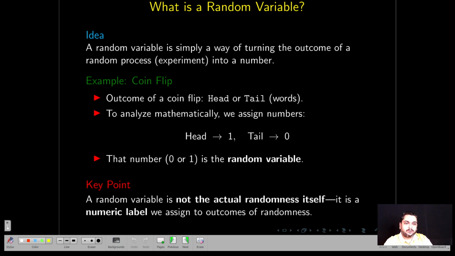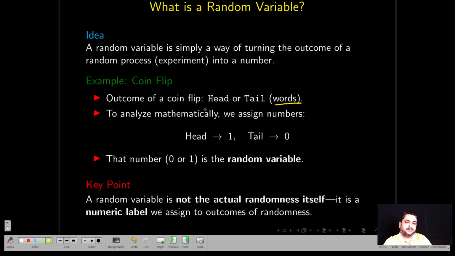Next, we'll come to the concept of a random variable. Every time I perform a random experiment, I will have certain outcomes. For example, the outcome of a coin flip, you will say head or tails. You are saying it in words, right? Now, for mathematical analysis, if I say in words, getting two heads, getting three heads, getting five tails in a coin toss experiment, it doesn't make it easy to analyze.